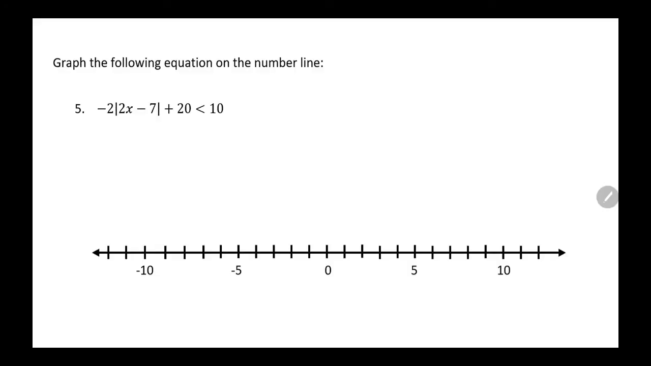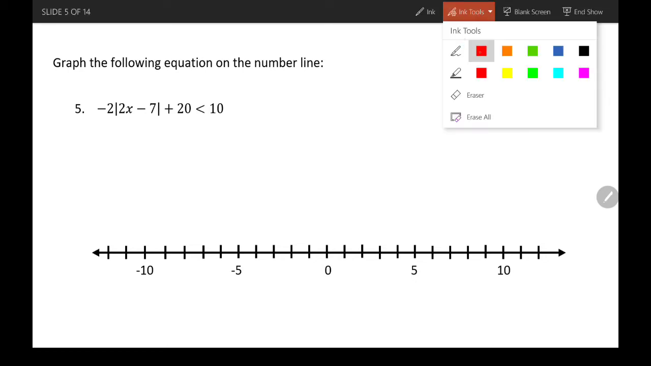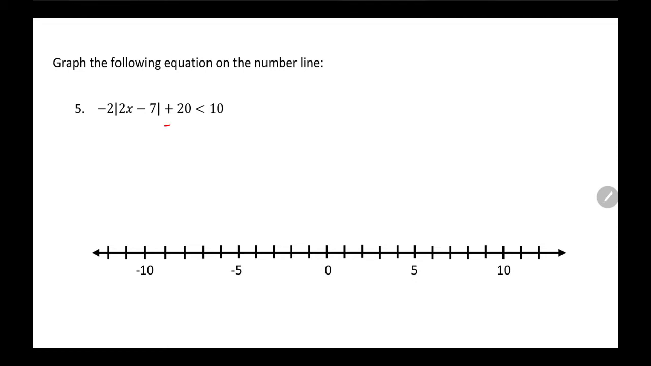So it's minus 20 on both sides. I get negative 2, absolute value of 2x minus 7 is less than negative 10.